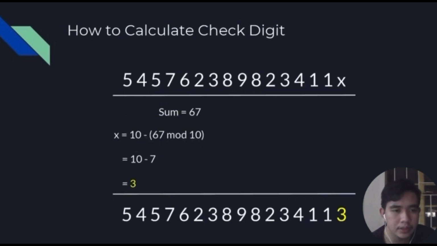So here, this is the result on how to calculate the check digit. So the check digit for this fictitious number is 3. So we will see that the 16th digit, the check digit, is the number 3.